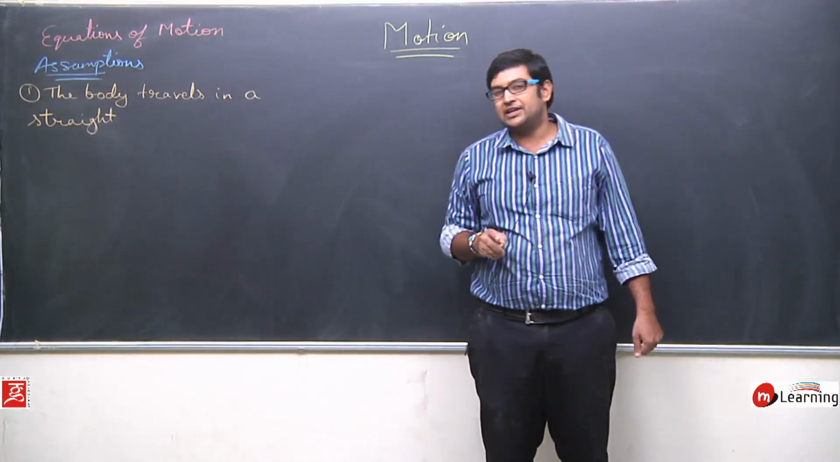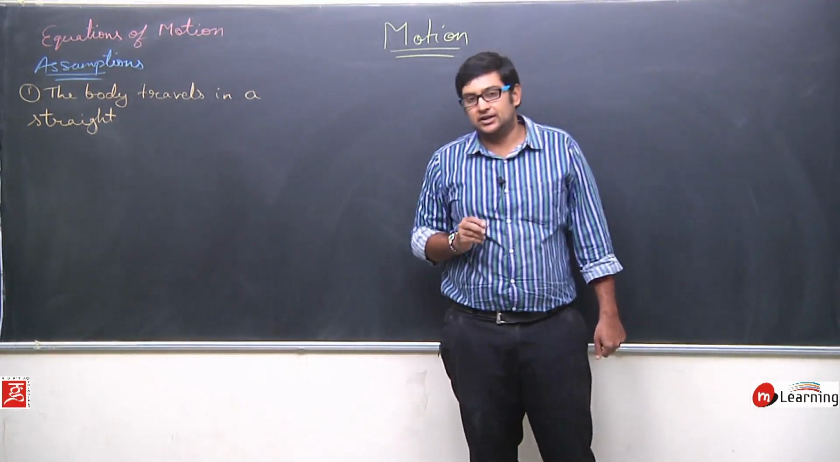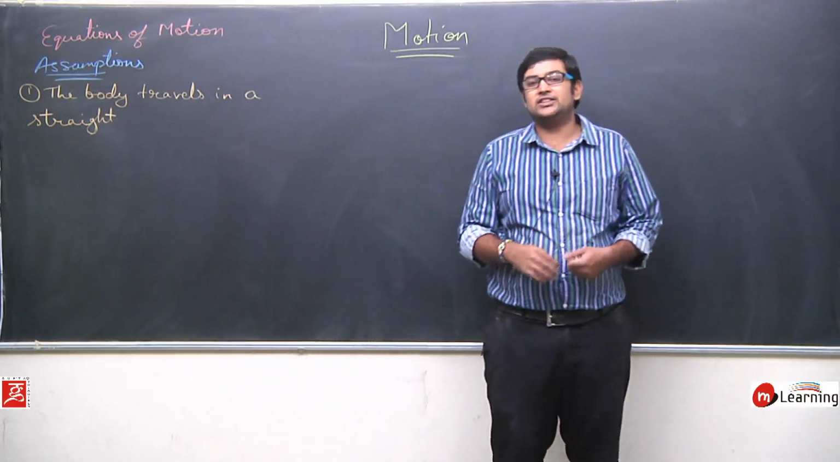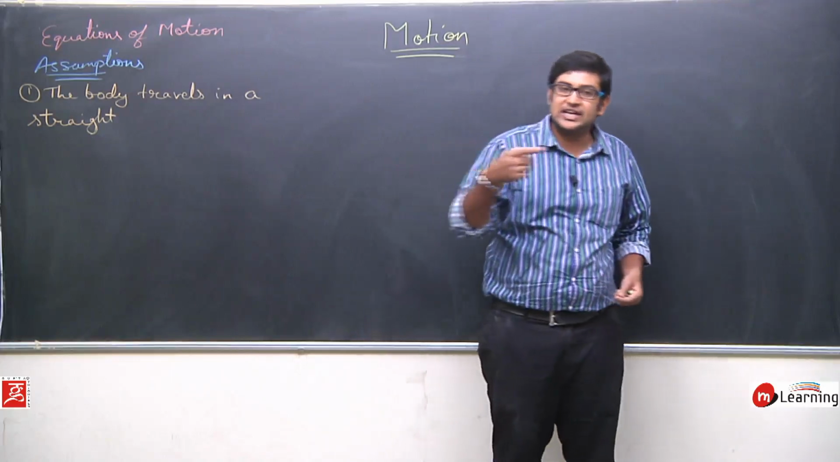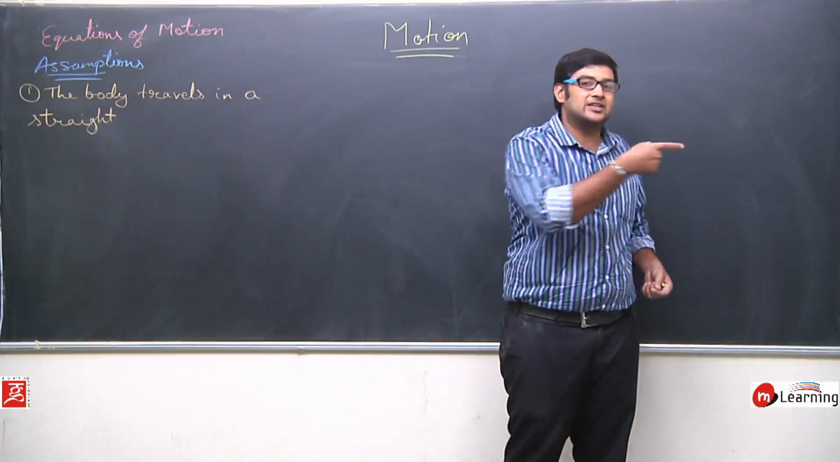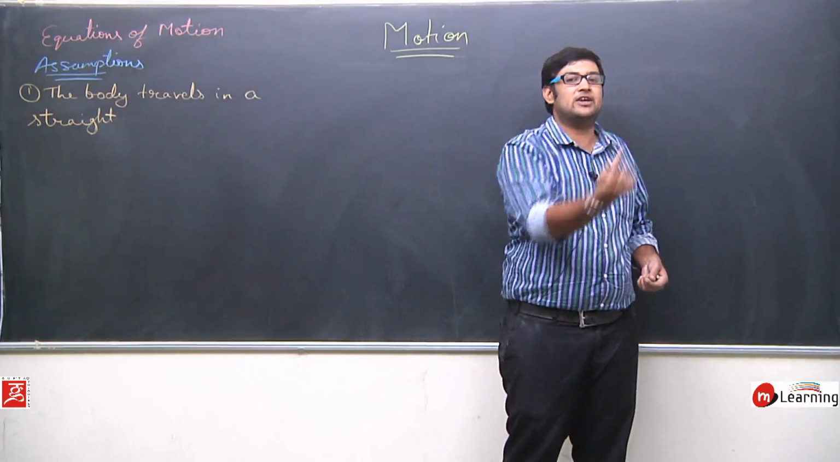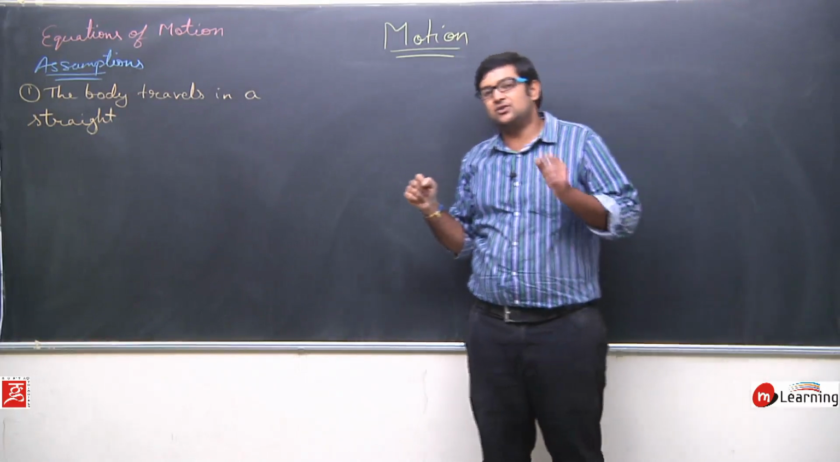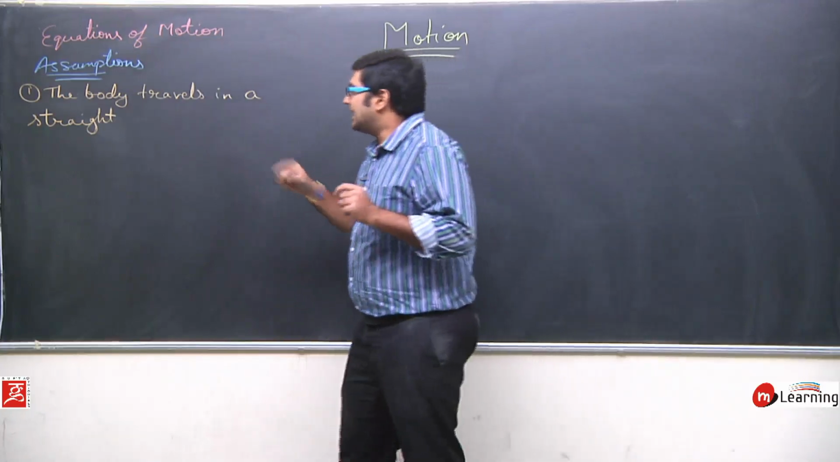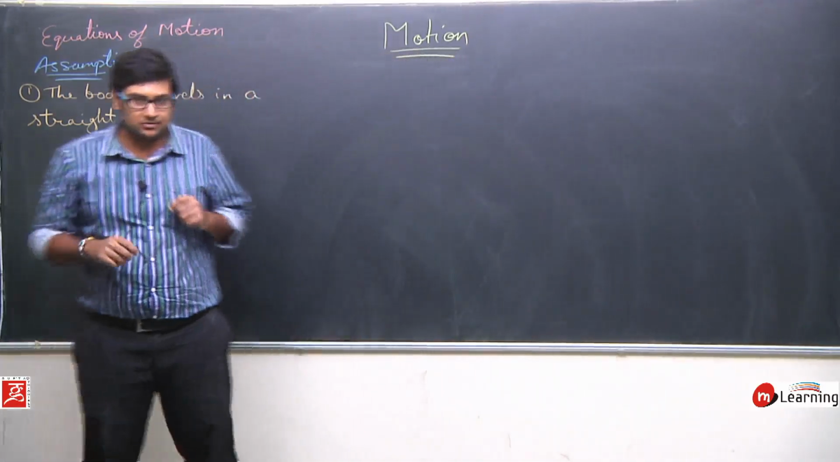The body is traveling in one dimension. It is not in a plane, it is not in 3D, it's traveling in one dimension, that is on a straight line. It is going only like this, it cannot move anywhere else, okay. It can only go in a straight line. We will consider only this situation, that the body travels in a straight line.